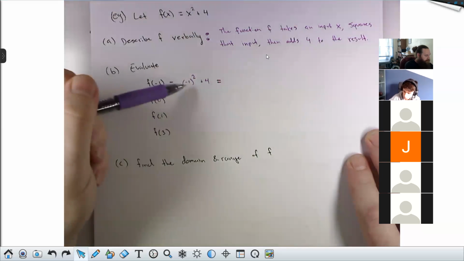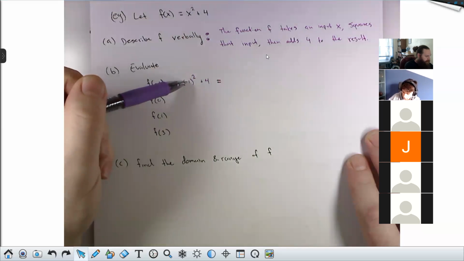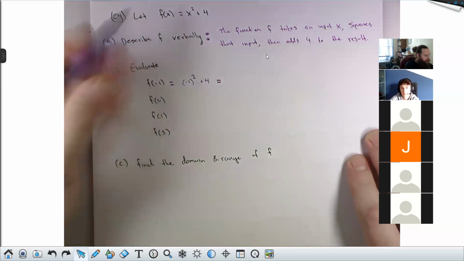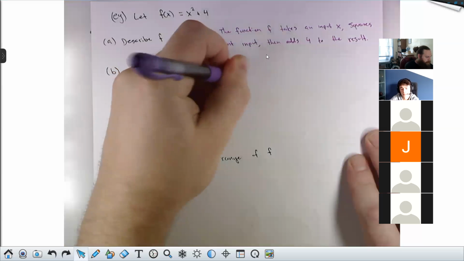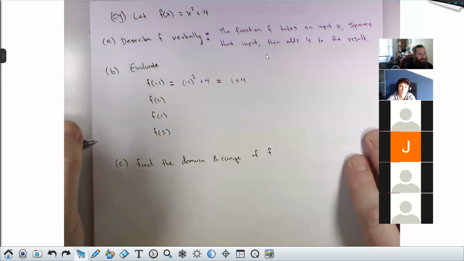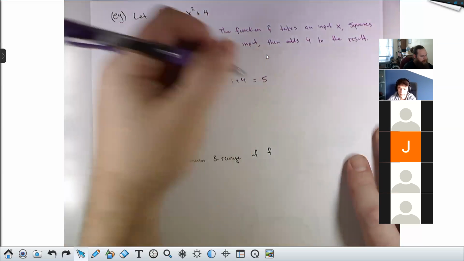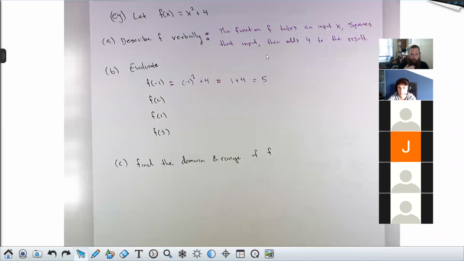Following PEMDAS, I need to square the -1 first and then add 4 to that. The square of -1 is -1 times -1, which is +1. So this is 1 plus 4. And 1 plus 4 is 5. Again, it might feel silly to kind of write out all these steps, but I encourage you to mimic my work when you write your solutions to the homework. Organizing your work on the page will help organize the work in your brain.